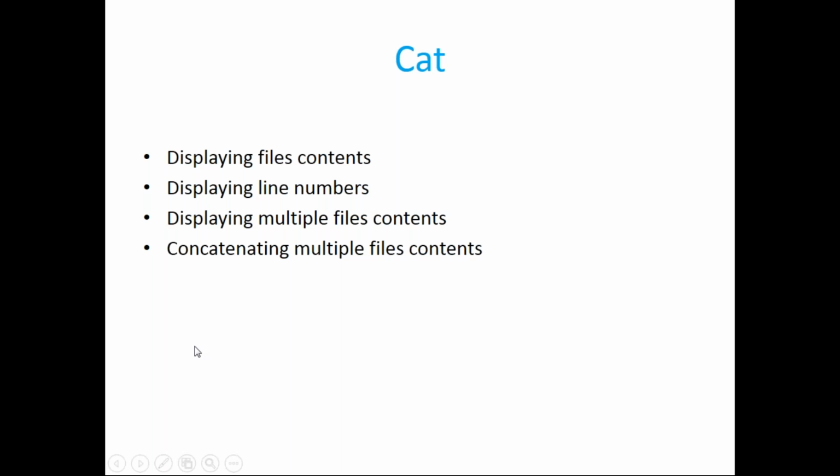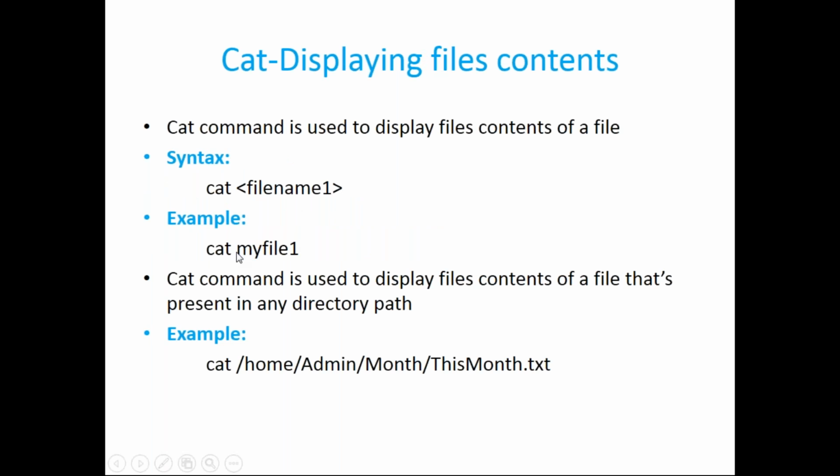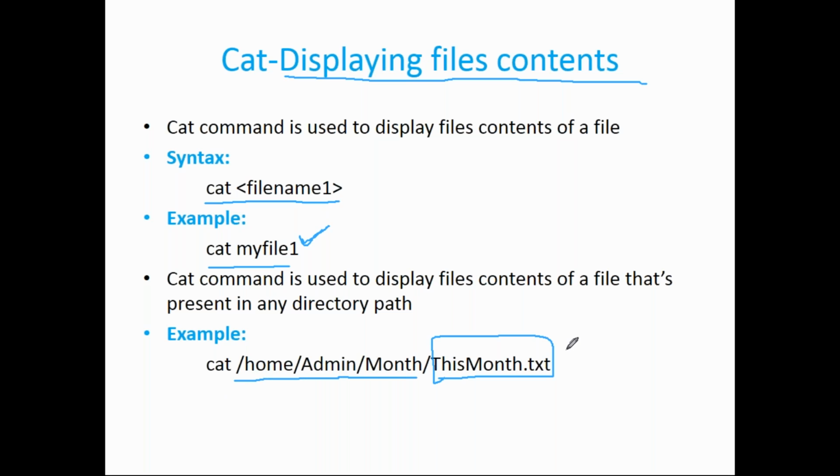First, take up the first option, which is nothing but cat, and we will see all these topics in detail. So cat, as you know, is used to display the file contents. The simple syntax will be cat space file name, and then you would be able to see the contents of it. By default, it will search for myfile1 in your current path. And if you want to display a particular file from some other directory, suppose month.txt, you can give the complete path, slash home slash admin slash month.txt. Then that should give you the file contents of it.